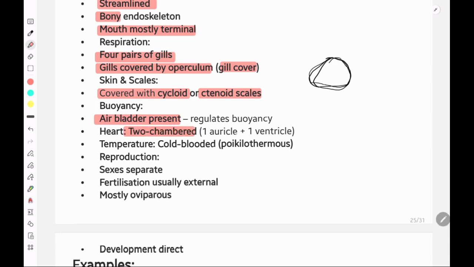Their heart is also two chambered. One is the auricle and one is the ventricle. For temperature, they are also cold-blooded, poikilothermic.